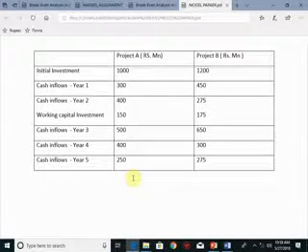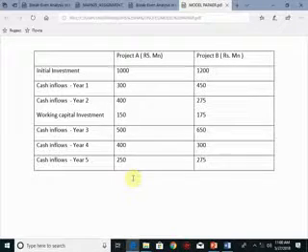Now, based on the payback, how can you judge whether to accept the project or reject the project? If the payback is higher, are you going to accept? Payback higher means that to recover your initial cost, you have to wait for a long period of time. That type of project you reject. Payback low means you recover your initial capital cost quickly. That type of project you accept.